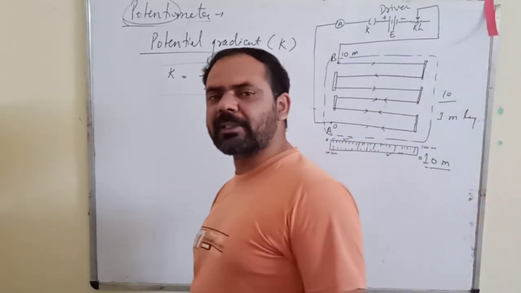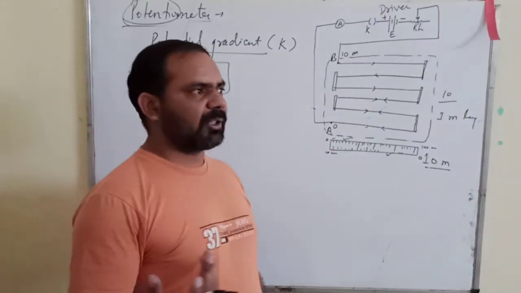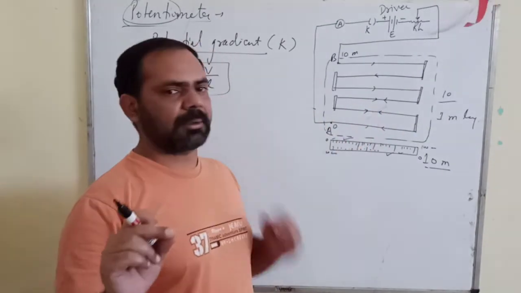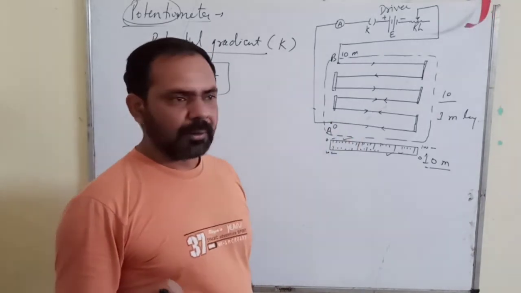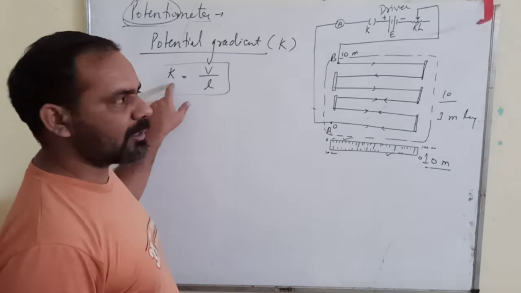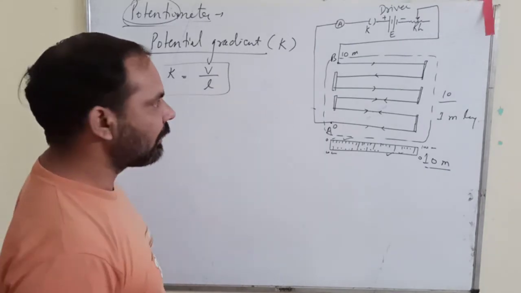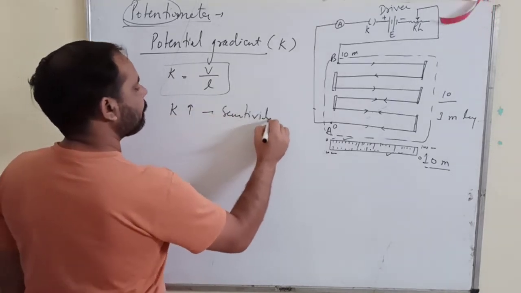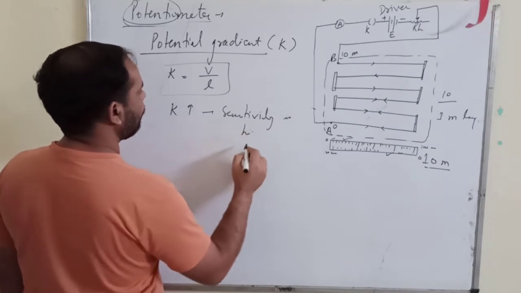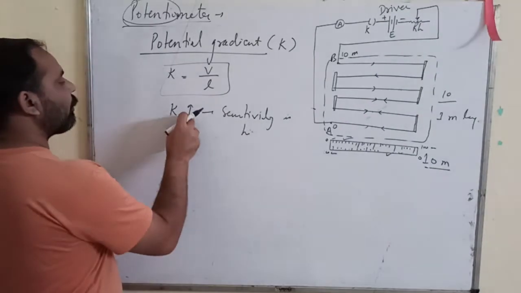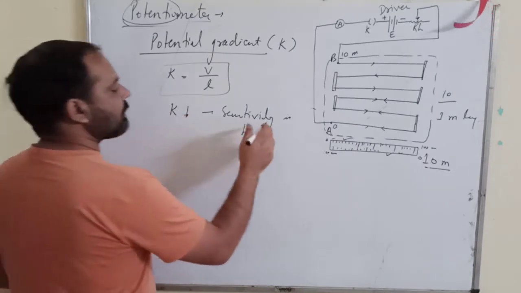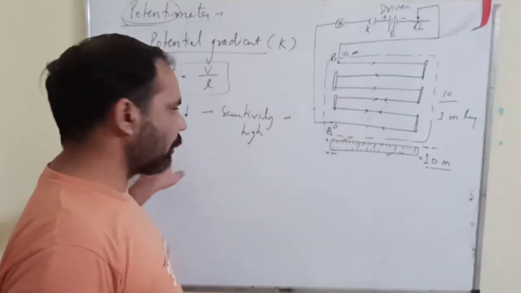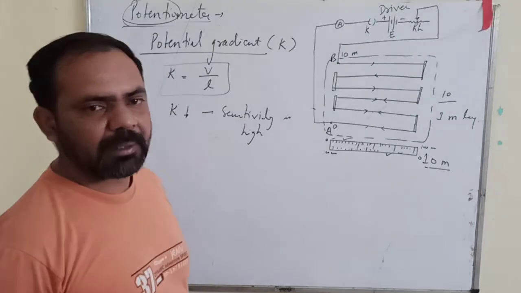Now potential gradient is directly related to the least count of the meter. Least count means how small a current this potentiometer can measure. If your K is large, the sensitivity is just the opposite. The value of K is low, sensitivity is high. If the value of K for a potentiometer is small, then the sensitivity will be high.